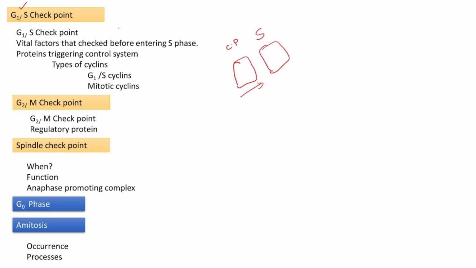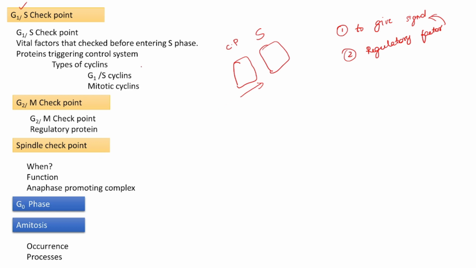Okay, and in all checkpoints, two factors are very necessary. The first one is a factor to give signal, and the second one is a regulatory factor that regulates this factor. Two factors are present in all checkpoints. Both are proteins. You need to keep that point in mind while moving from one checkpoint to another.